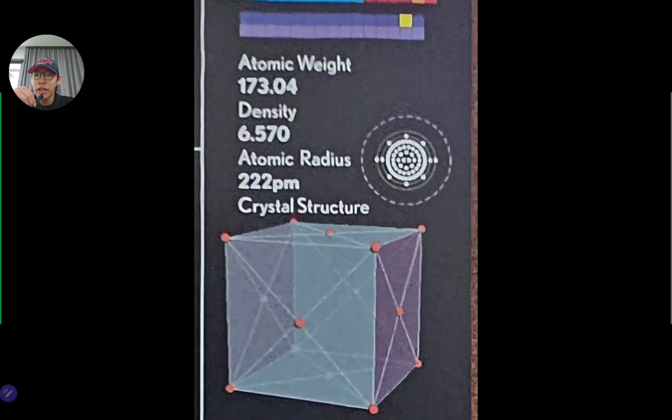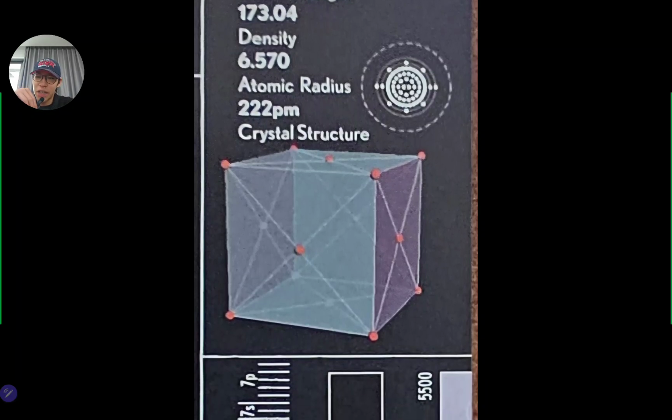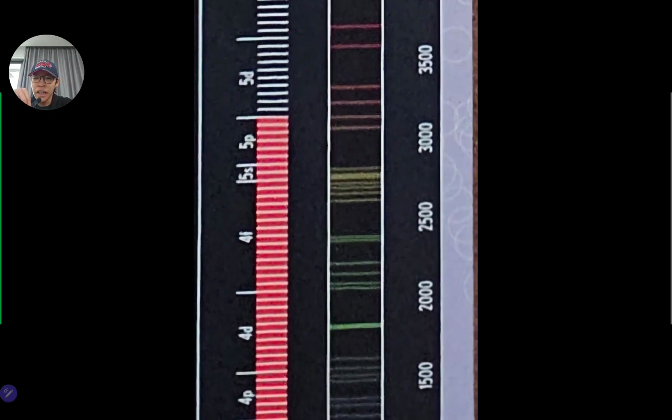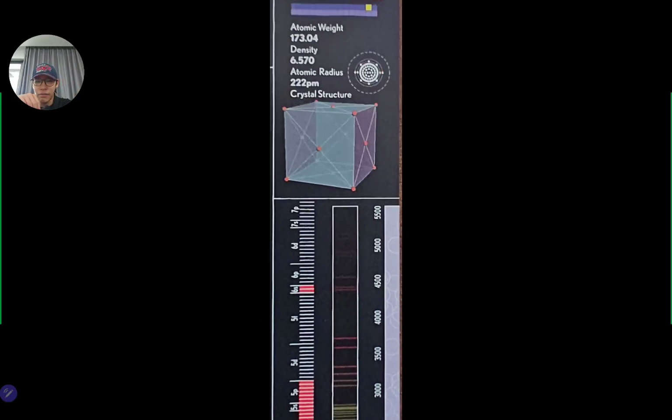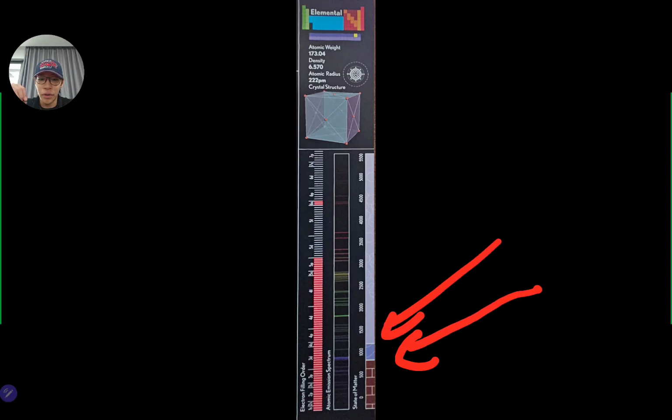It has an atomic weight of 173.04, its density is 6.570, its atomic radius is 222 picometers, and its crystal structure is a very stable cube. It's finally filled the 4f. I'm really happy about that. My satisfaction is there, and now we just have to fill the others. It has a very dotted atomic emission spectrum, an extremely low melting point, at least for a metal, and a slightly higher boiling point as well. Most of the time at higher temperatures, it's a gas.